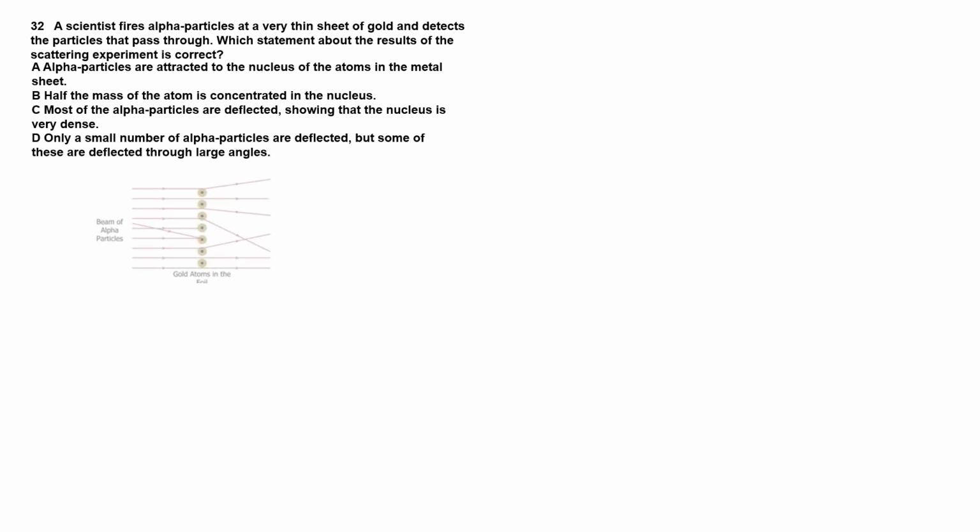In Rutherford's gold foil experiment, most alpha particles passed straight through the thin gold foil, while a small number were deflected at large angles. This suggests a small, dense, positively charged nucleus at the center of the atom.